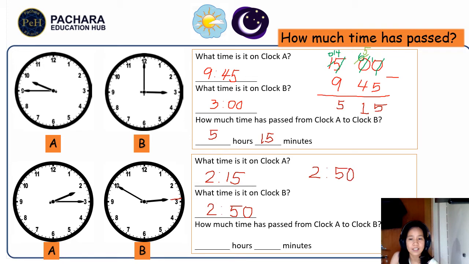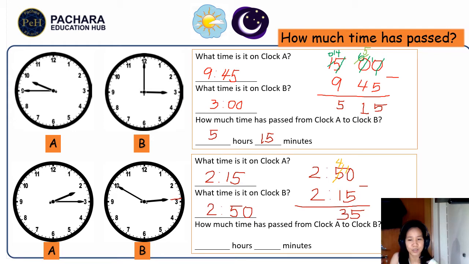Minus 215. Okay, so 0 minus 5, can or cannot? Cannot. So we need to borrow. So 5 becomes 4, 0 becomes 10. So 10 minus 5 is equal to 5, 4 minus 1 equals 3, 2 minus 2 equals 0.